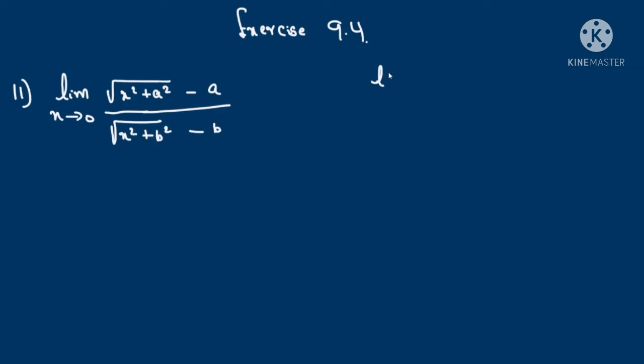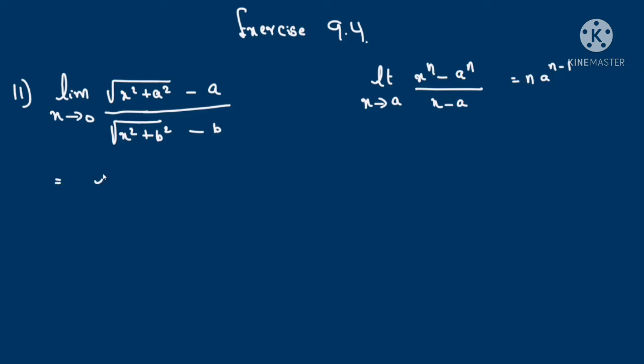We know the formula. Limit x tends to a, x power n minus a power n by x minus a is n into a power n minus 1. So you know that for x power n minus a power n, the same term x minus a should be there in the denominator, and also x tends to a should be there. Only then we can apply this limit formula.